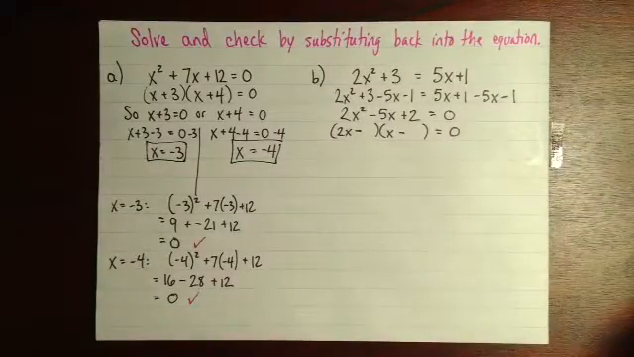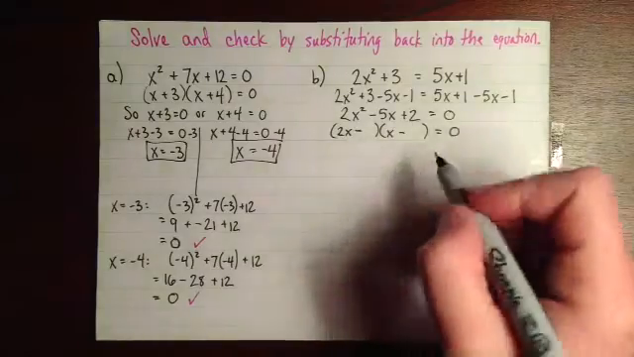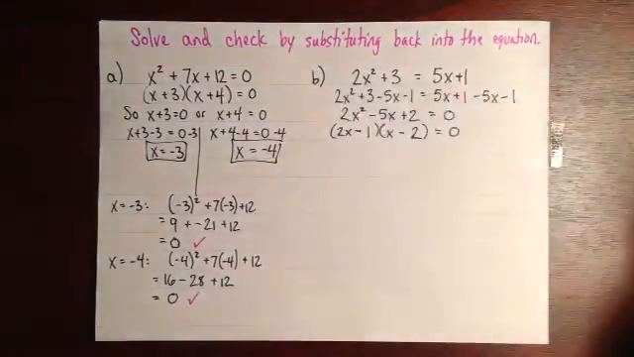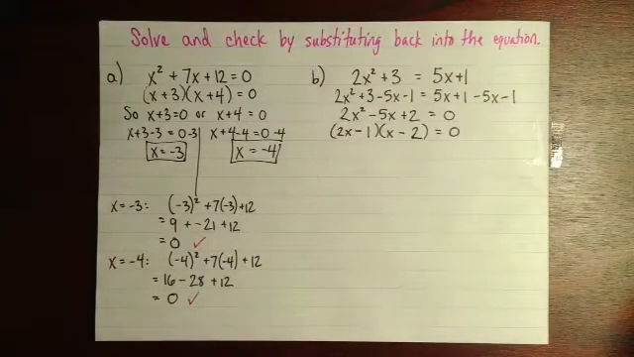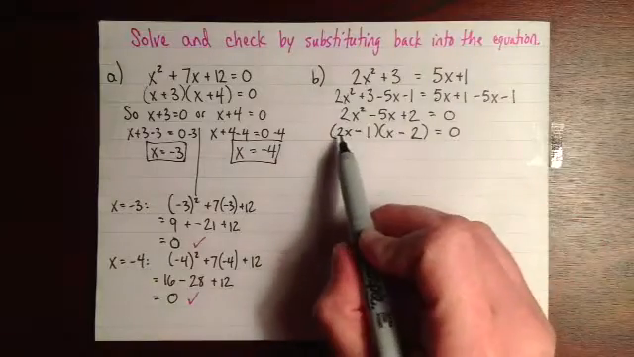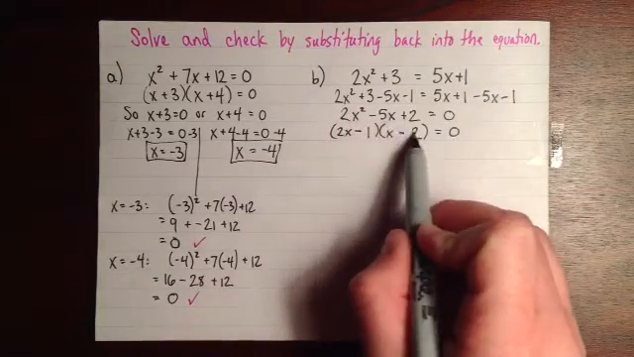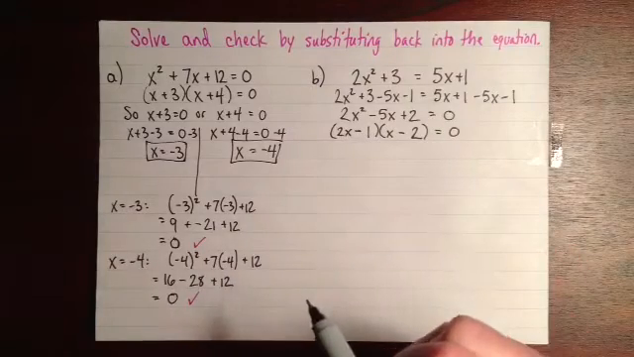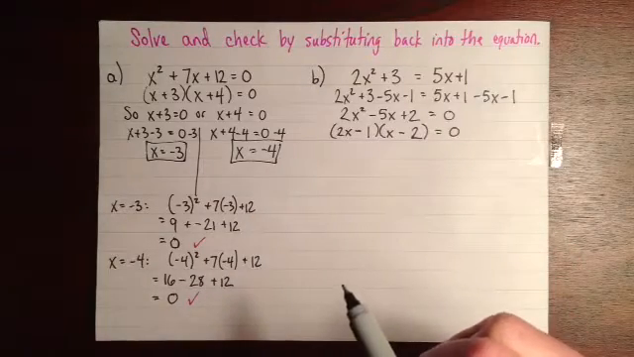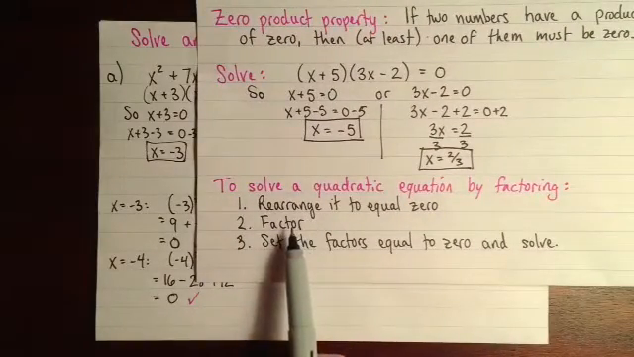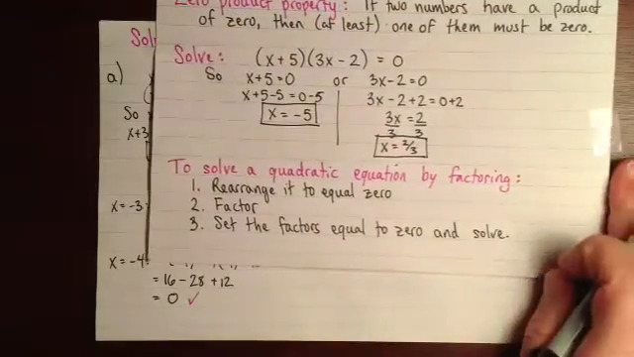If I kind of imagine where they're going to go and what it would simplify to, I can see that the 2 is going to go there and the 1 goes there. That might take you more than one try, and it's totally fine if it does. So to check, we got 2x squared minus 4x minus another x, so that's the minus 5x plus 2. Okay, so we rearranged it to equal 0, factored, we've done that, and then set the factors equal to 0 and solve.